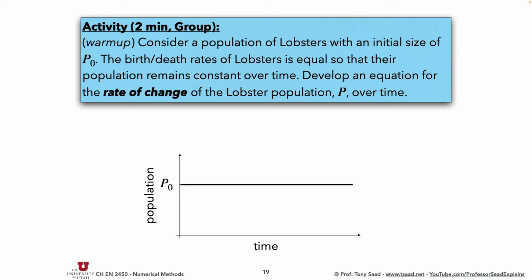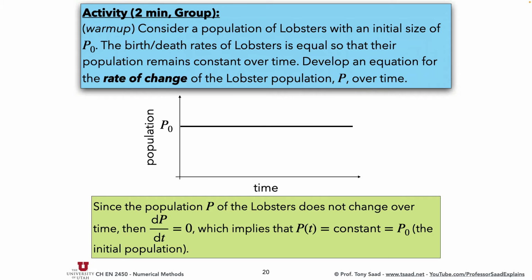Who says 1? I saw a lot of zeros. Yes, zeros. There's no change in the population. So dP by dt is indeed 0, which implies that P of t is a constant, as we expected. Equal birth, equal death. So dP by dt is 0. Good. In this case, we went after dP by dt, and from that we obtained P.